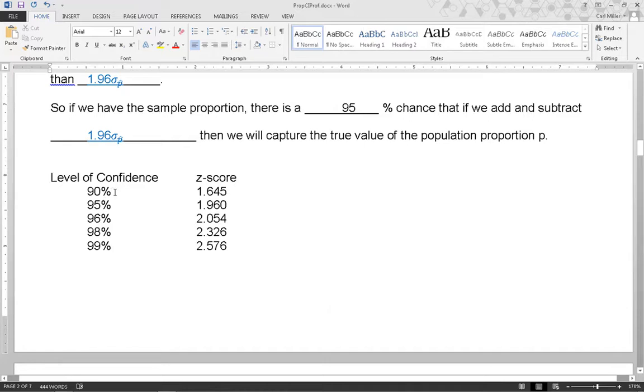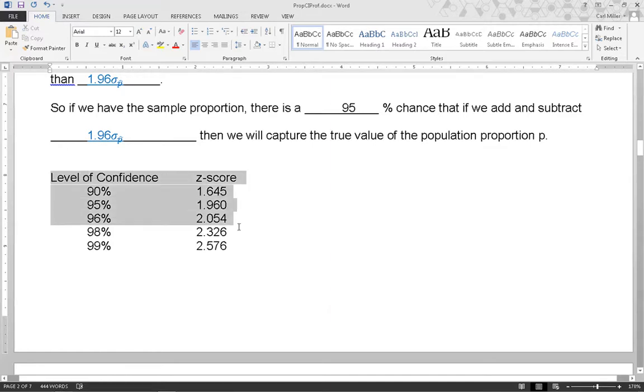So for 90% confidence, we're going to use a z-score of 1.645. For 95% confidence, we used the 1.96. For 96% confidence, we'll use 2.054. For 98% confidence, the z-score will be 2.326. And for 99% confidence, we will use 2.576. Now these are the only 5 levels that we're going to talk about.